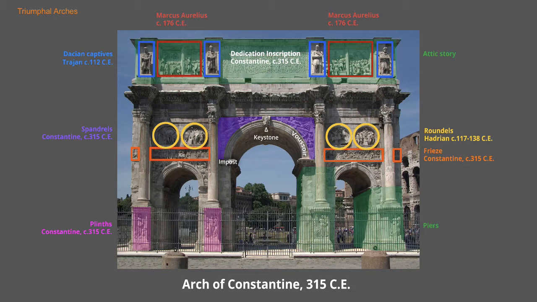We have roundels from Hadrian's era. We have the orange frieze from Constantine, newly made for him. And when you step back and look at that, you can see that only that small part was new. Only that small part was made specifically for Constantine in the celebration of his arch on his own.